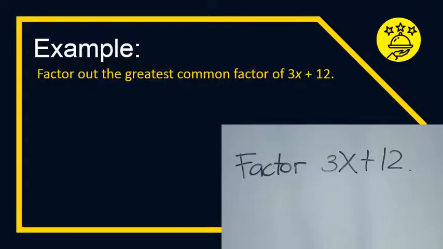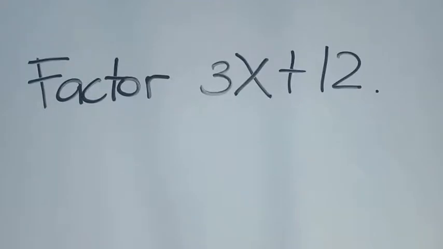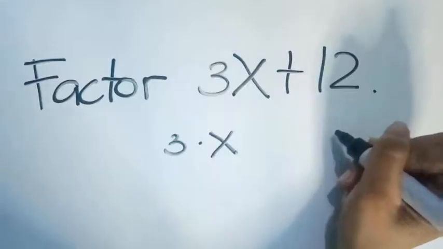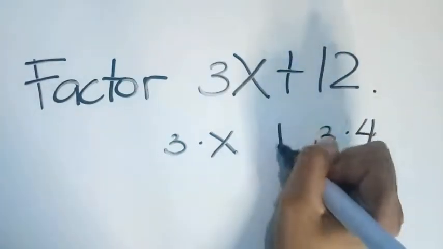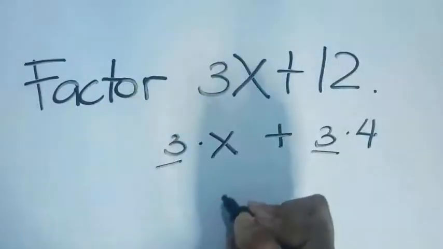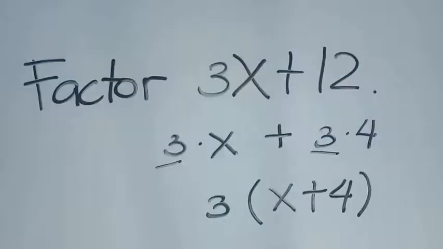Another example, 3x plus 12. So what is the common factor of 3x plus 12? What are the factors of 3x? We have 3 times x. How about 12? We have 3 times 4. Then copy the operation that we have. So we have 3 times x plus 3 times 4. Then the common factor is 3. So write 3 times the remaining factor, x plus 4. Therefore, 3x plus 12 can be factored as 3 times the quantity x plus 4.